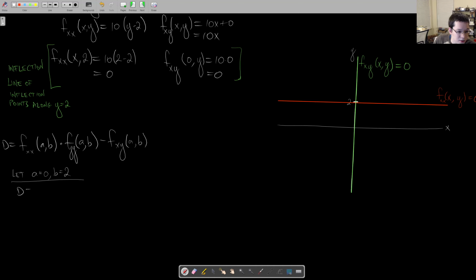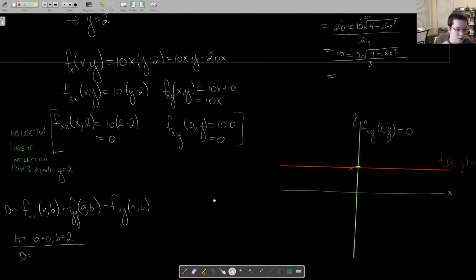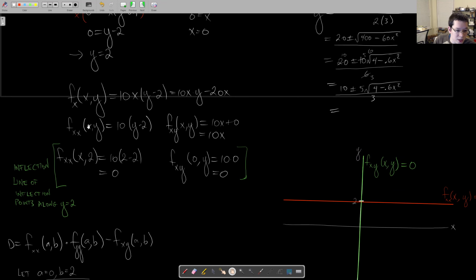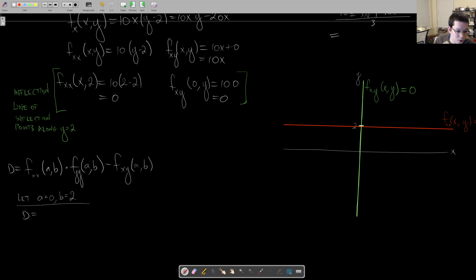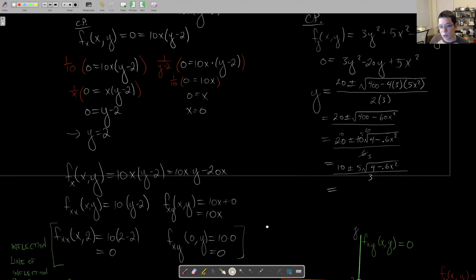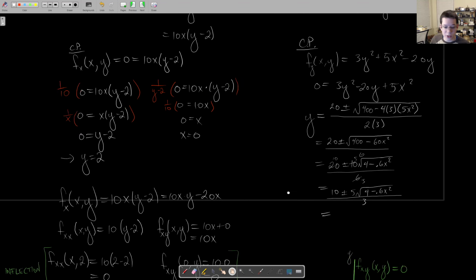Then d equals fxx of 0, 2. fxx is 10y minus 2. So 10 times y, which is 2, minus 2, times fyy. We have not done yy or yx, but we can do that real quick.